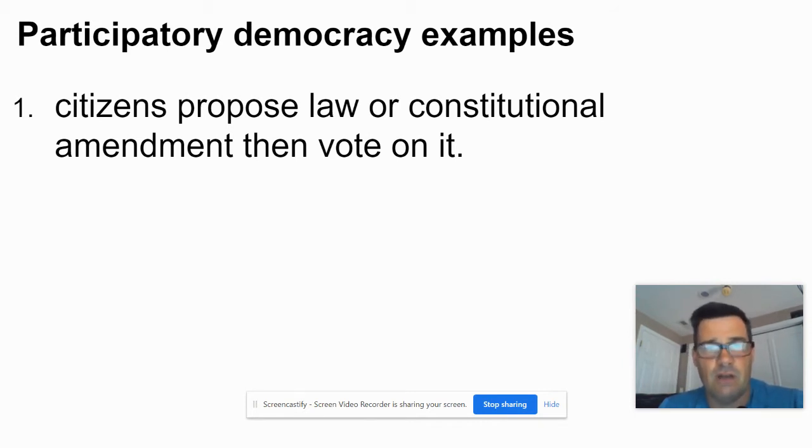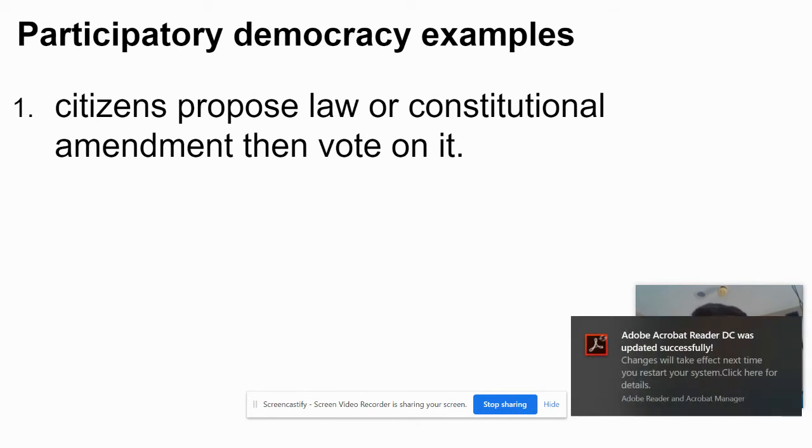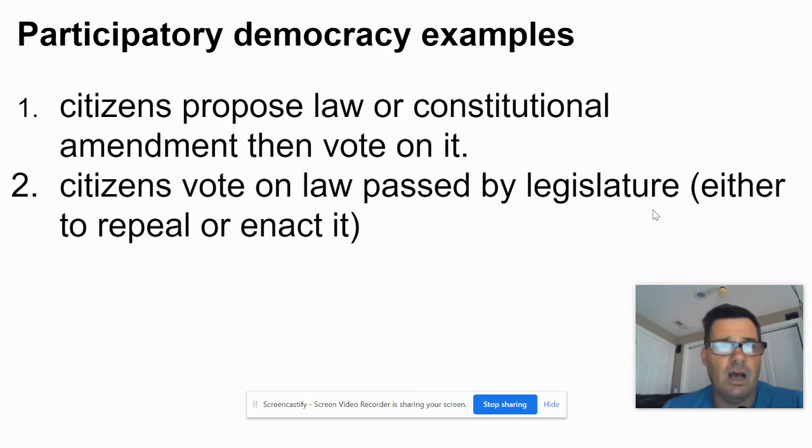They propose the law. Like literally, you as a citizen in an initiative state, which by the way, Virginia does not have the initiative, you can propose a law or a constitutional amendment, and then the people vote on it. All right, next, a referendum. The citizens vote on a law passed by the legislature, and they might either repeal or enact it. So the legislature passes a law, and then they say, well, we're going to send it to the people to decide.